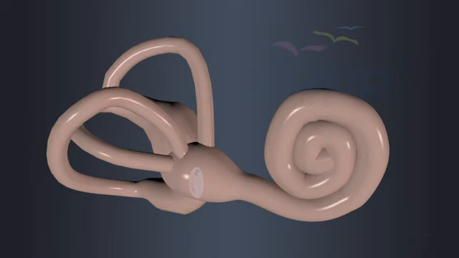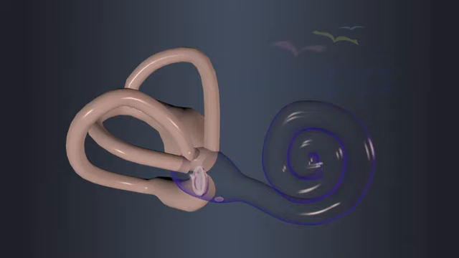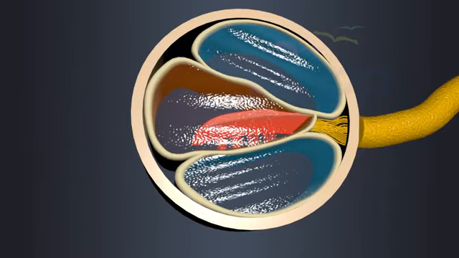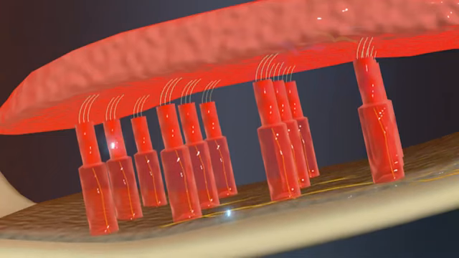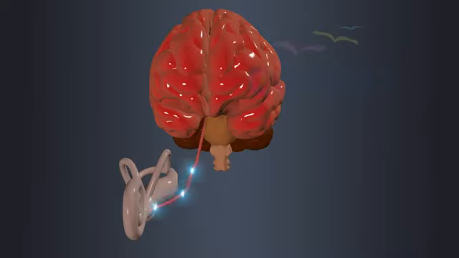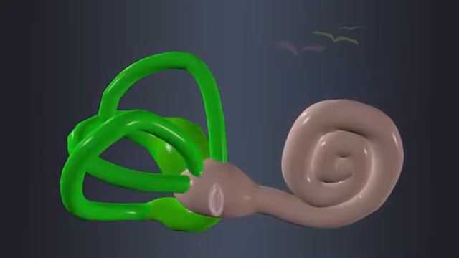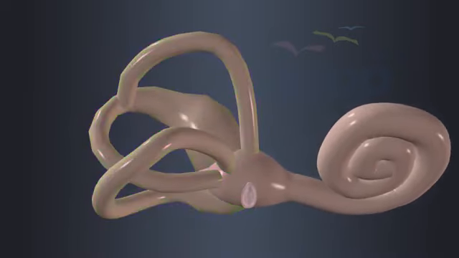Inner ear. The inner ear is comprised of the cochlea, three semicircular canals, and the vestibule. Cochlea is a spiral-shaped structure filled with fluid and hair cells. These hair cells in the cochlea convert the amplified vibrations into electrical signals that the auditory nerve carries to the brain for interpretation. Semicircular canals and vestibule help in maintaining body balance.